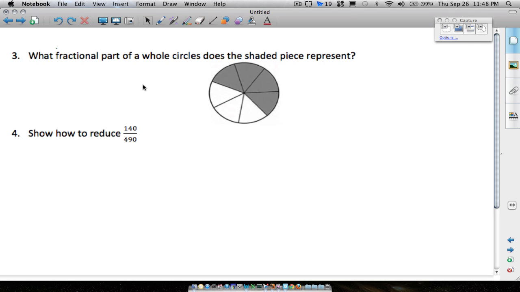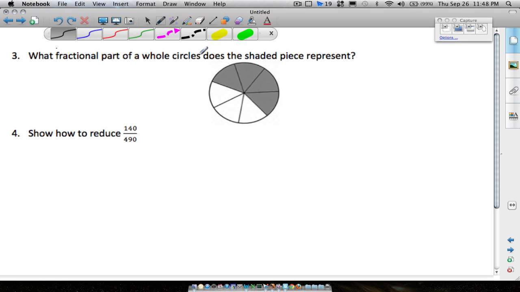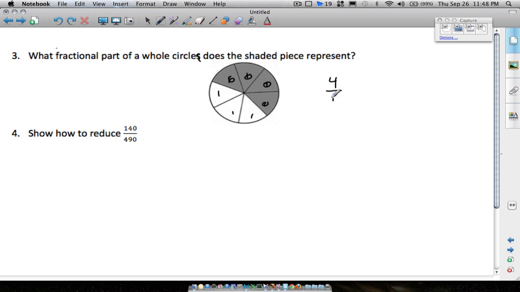All right, question number 3. What fractional part of a whole circle, that should be a circle right there, does the shaded piece represent? Well, let's look at this. 1, 2, 3, 4, 5, 6, 7 pieces. Let's double check that. 1, 2, 3, 4, 5, 6, 7 pieces, but how many are shaded? 1, 2, 3, 4. So 4/7 of a whole circle are shaded. If this was a pizza and all 7 of these slices were equal, if you grab those 4, you would have 4/7 of that whole pizza. And that's all we have right there.